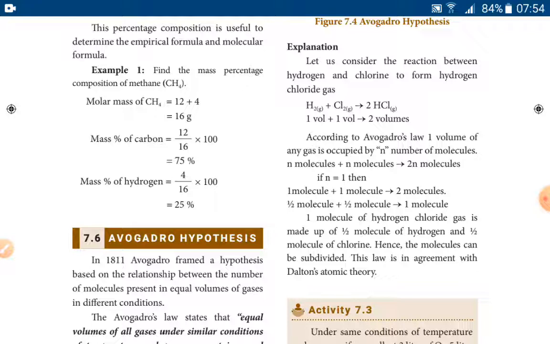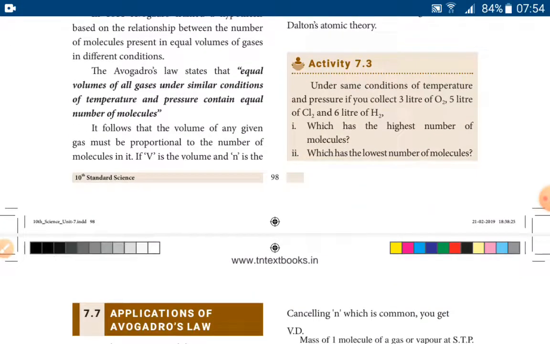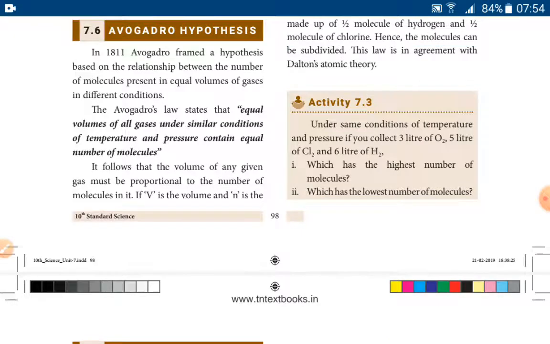Suppose H plus Cl, that is half a molecule plus half a molecule, is going to be 1 molecule. Half of H2 plus half of Cl2 is going to be 1 HCl. One molecule of hydrogen chloride gas is made up of half a molecule of hydrogen and half a molecule of chlorine. Hence, the molecule can be subdivided. This is contrary to the Dalton atomic theory.